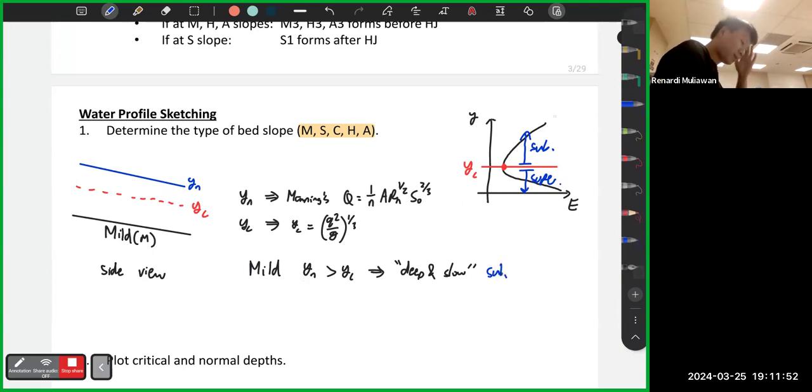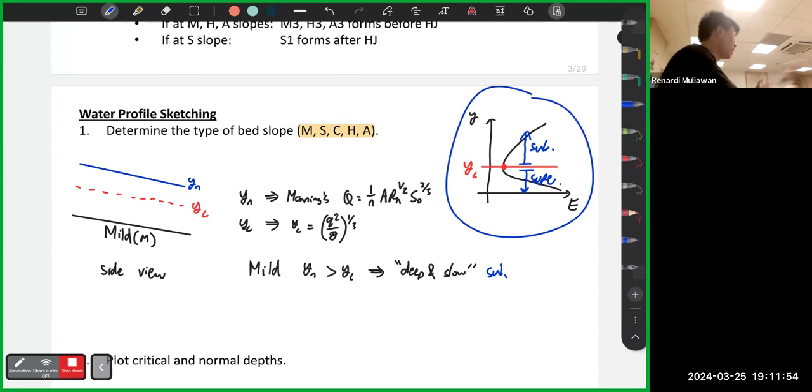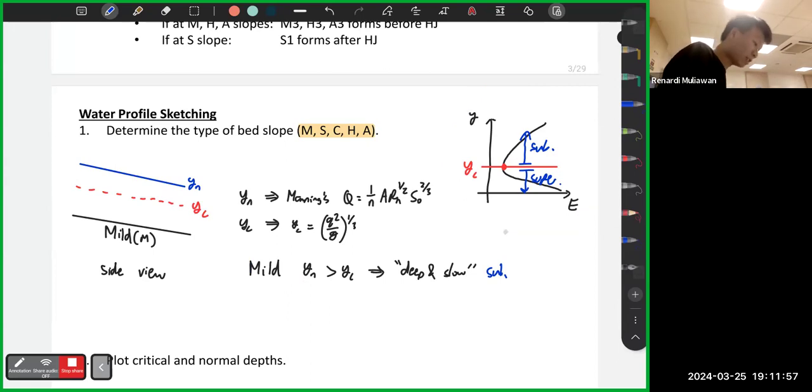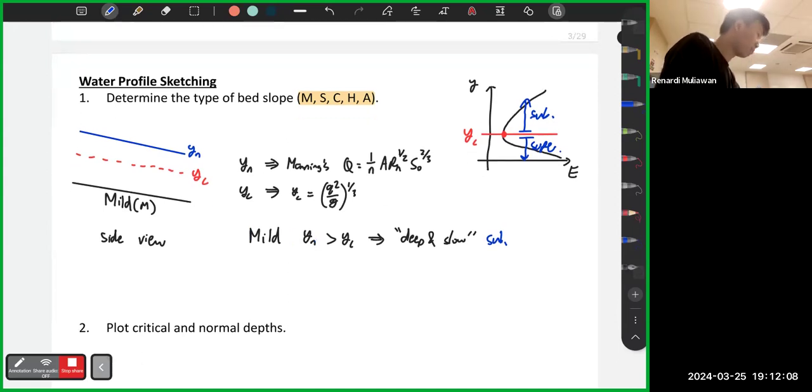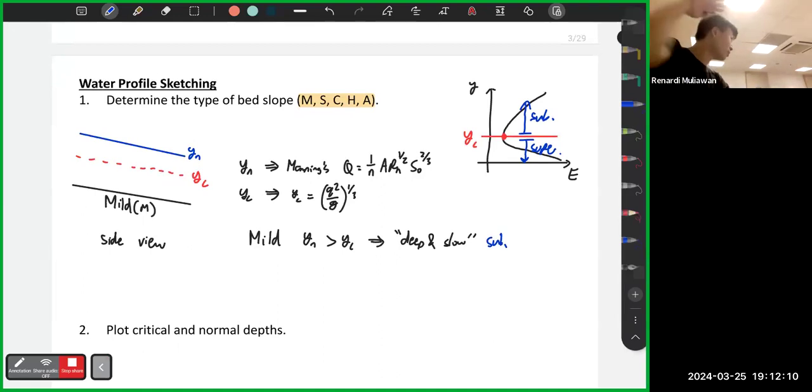Okay, so remember the E-y diagram is for any depth. This one we specifically say that it's the normal depth. So the normal flowing water is already subcritical. So that's what mild slope means. The normal depth is subcritical.